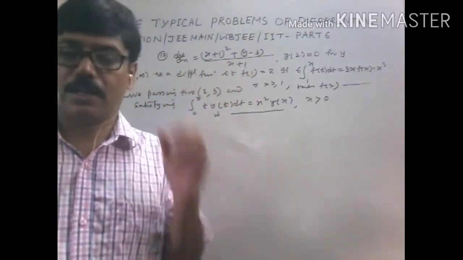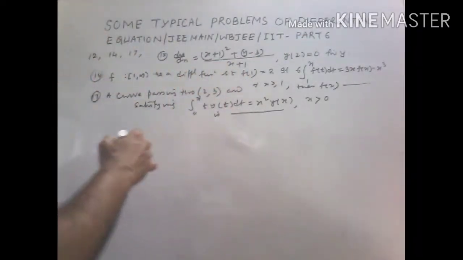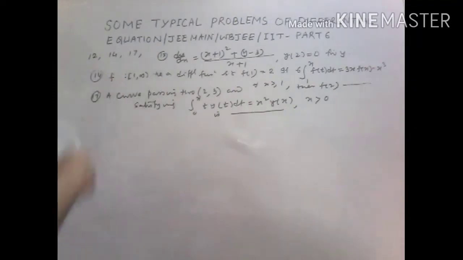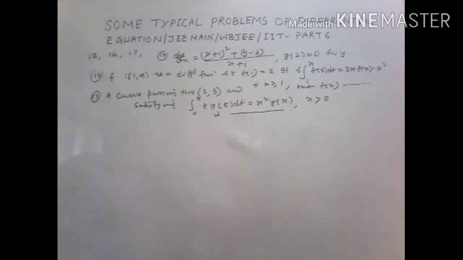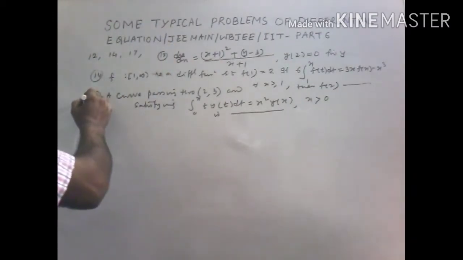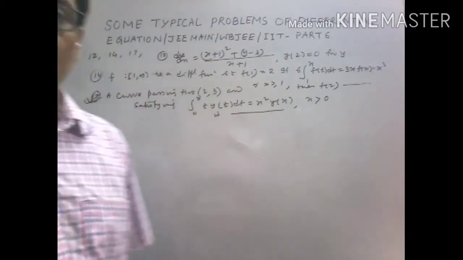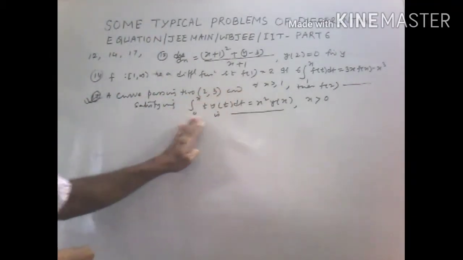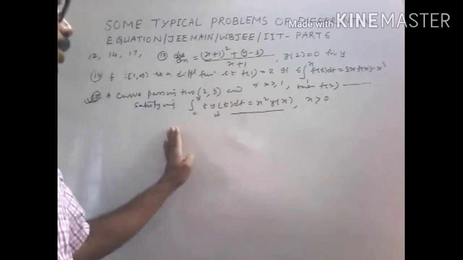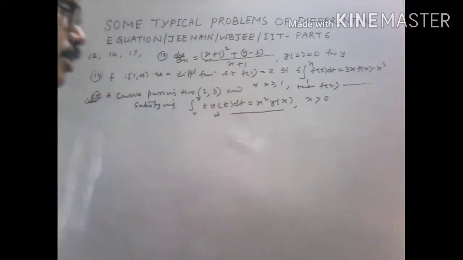Now we consider some typical problems. These are all problems from IIT: numbers 12, 14 and 17. Suppose problem number 17: a curve passing through (2, 3) and satisfying the differential equation. Find f(x), that is, the curve.